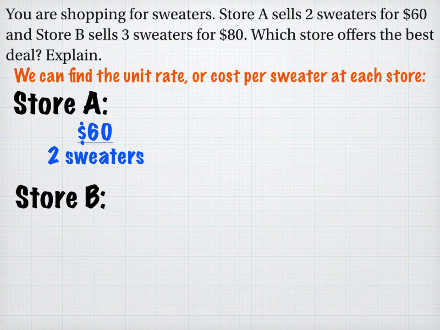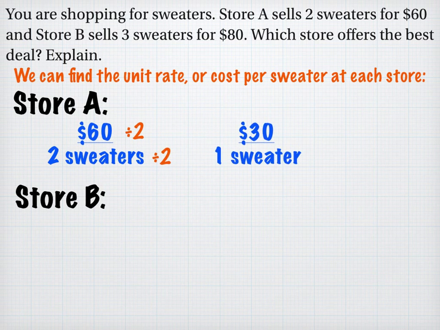So $60 divided by 2 sweaters. And we want to find the cost of just one sweater. So we're going to divide both the numerator and the denominator, or top and bottom, by 2 so that we end up with one sweater on the bottom. So store A sells sweaters for $30 each, or $30 for one sweater.